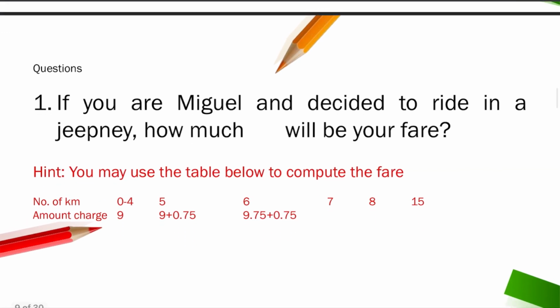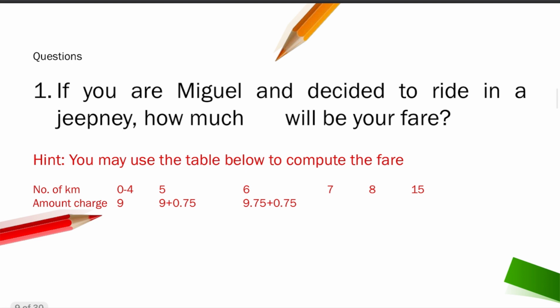Questions. Number 1. If you are Miguel and decided to ride in a jeepney, how much will be your fare? So the hint is the table below. For the number of kilometers between 0 to 4 kilometers, the amount charged is 9 pesos. If it is 5 kilometers, that is 9 plus 0.75 or 9.75. The question is, his distance from home to school is 15 kilometers. So how much would he pay? That will be your problem.